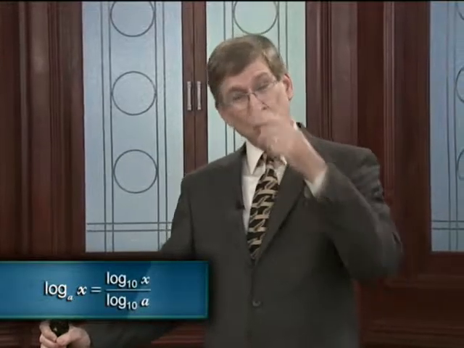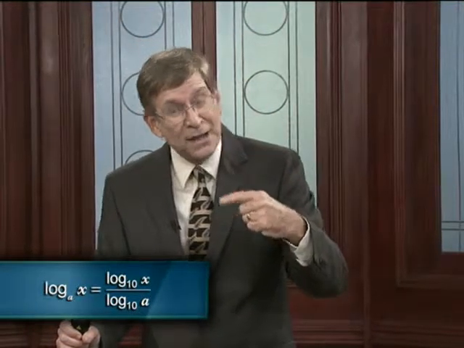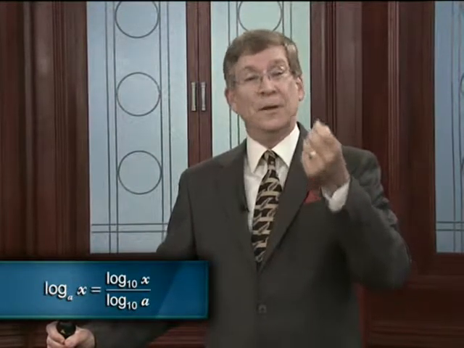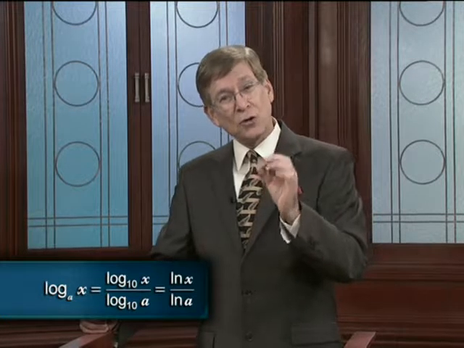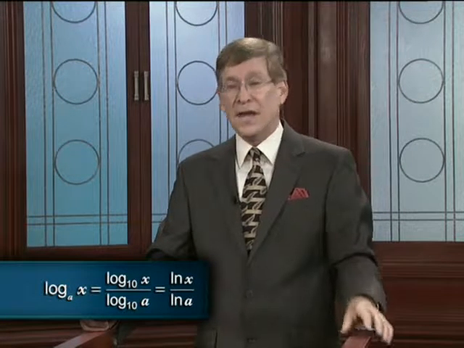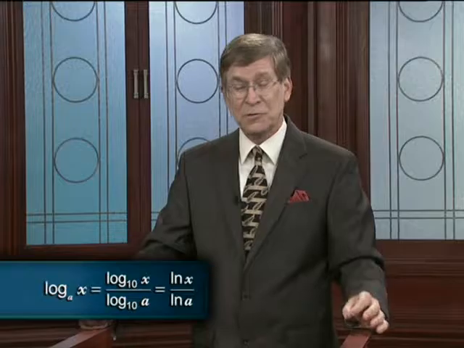The logarithm to base a of x is given by the quotient of log base 10 of x divided by log base 10 of the base a. Or you could do it as natural logarithms. So the log of x to base a is equal to the natural log of x divided by the natural log of a. So it's a very convenient formula. Let's use it in a couple of examples.